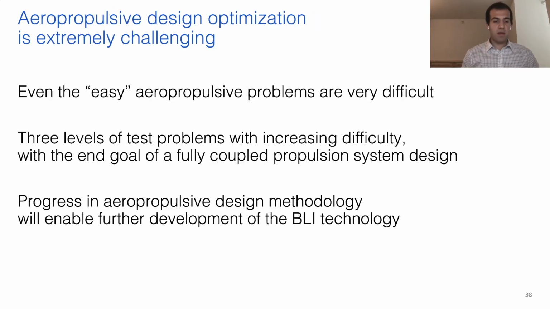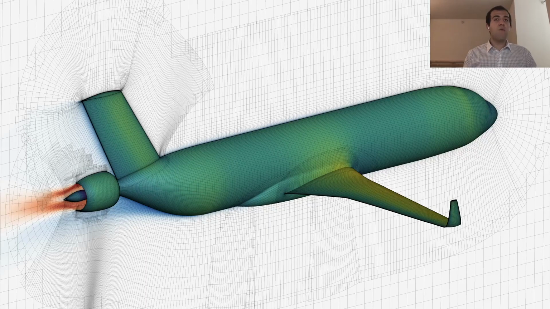And to wrap things up, aeropropulsive design optimization is extremely challenging. Even the easy aeropropulsive problems are very difficult. And in this presentation, we introduced 3 levels of test problems with increasing difficulty, with the end goal of a fully coupled propulsion system design. And progress in propulsive design technology will enable further development of the BLI technology. And hopefully with these advancements, we can see concepts like the Stark ABL in the skies soon.